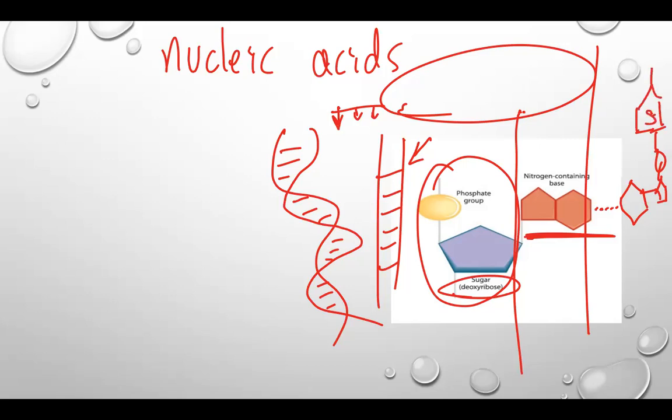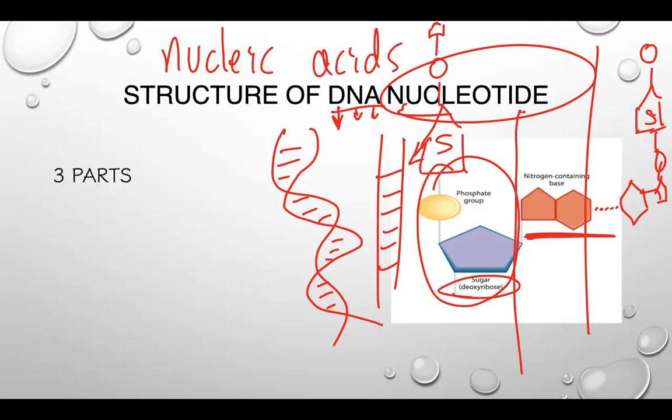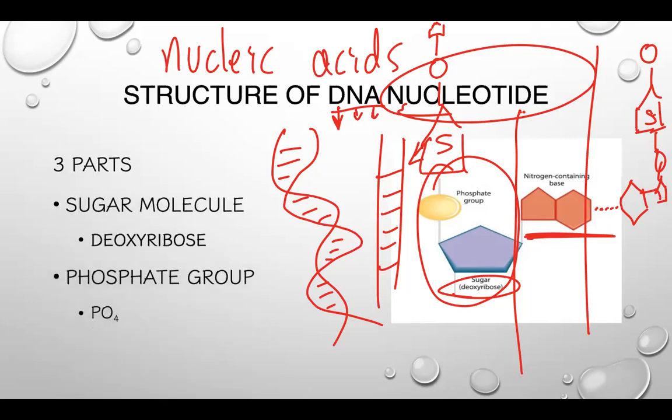That's the sugar phosphate. So you've got the phosphate group here, sugar, phosphate, sugar, like that. So on both sides of the ladder is alternating sugar and phosphate groups. Attached to the sugar is the nitrogen containing base. Now, the reason why it's called DNA is because the sugar in DNA is called deoxyribose, like I said.